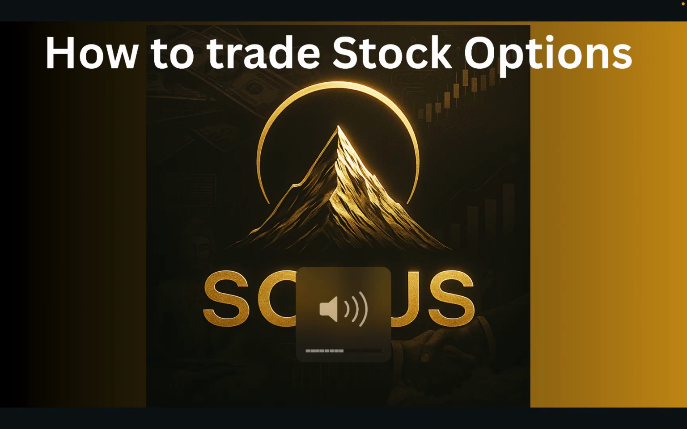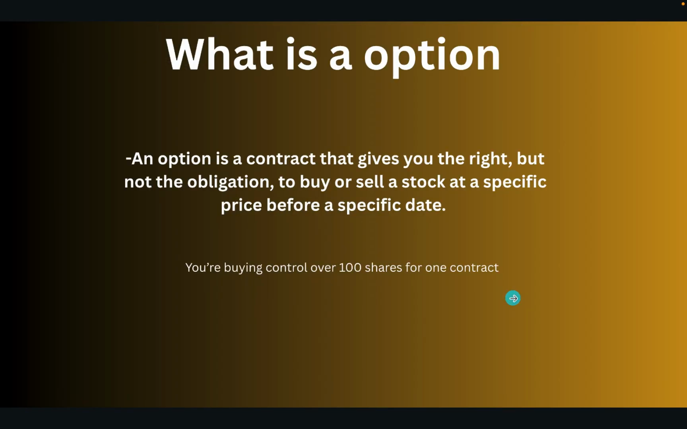Now the thing with stock options is you first need to know what an option actually is. An option is a contract that gives you the right, but not the obligation, to buy or sell a stock at a specific price before a specific date. So you're buying control over 100 shares for one contract.